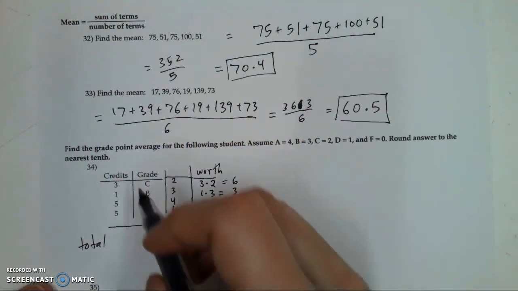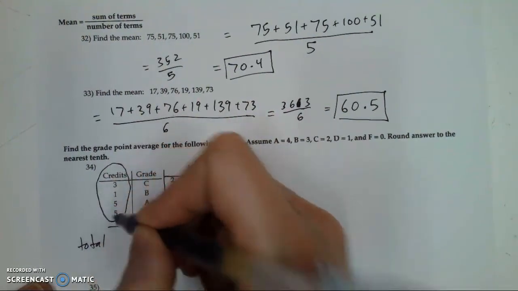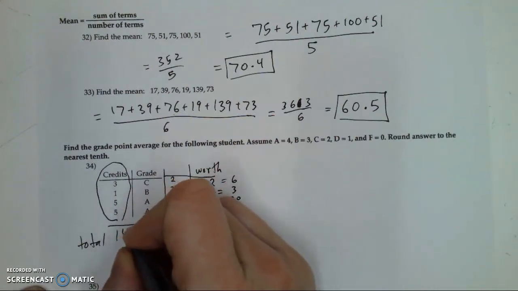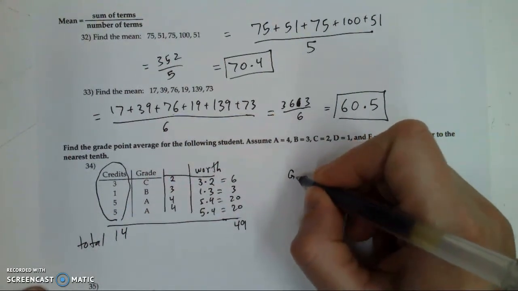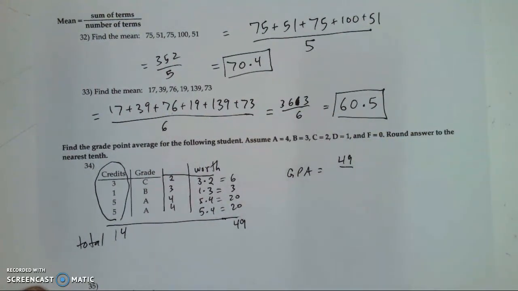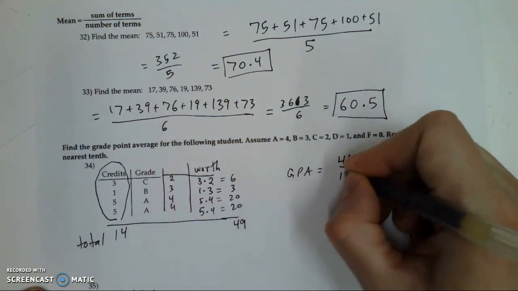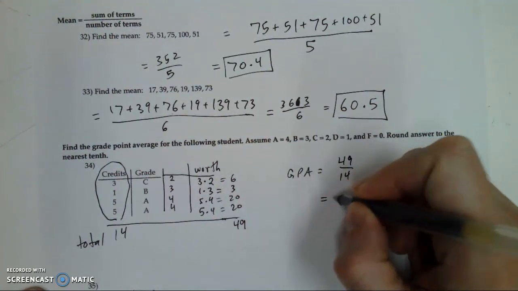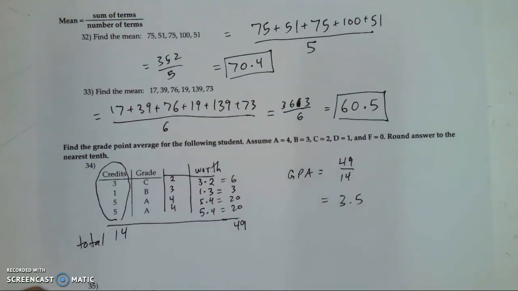Now we are also going to want to take a total of the credits column. How many credit hours did this student take? So 3 plus 1 plus 5 plus 5 is going to give me 14. To then find the GPA, I'm going to take the total, basically things that I got, and divide it by the total number of credits I took. So I am essentially doing a mean here, and I'm going to get a 3.5, which is this student's GPA.